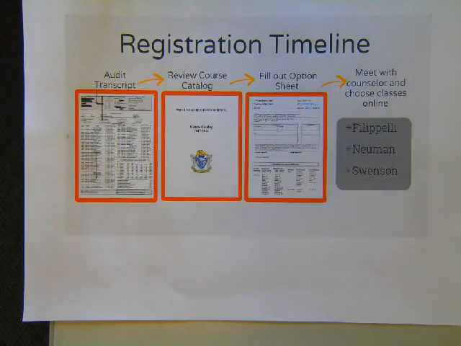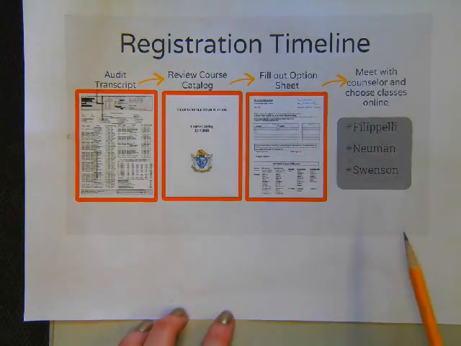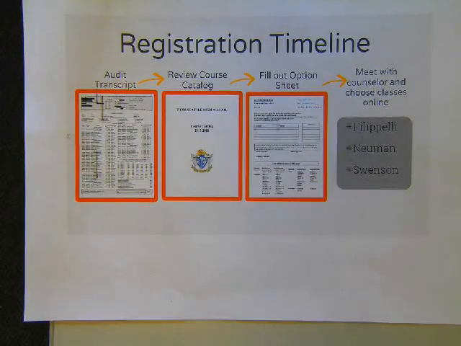Good afternoon, sophomores. Believe it or not, it's time to choose classes for junior year. In front of you, you have a registration timeline that lays out the registration process here at West Seattle. Most of you are somewhat familiar with this. You all went through this last year, so this is not new to you. The big difference is this year we are going to be having you choose your classes online, which is really exciting. We're happy to offer that this year.